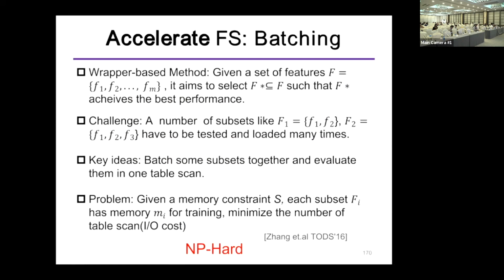The problem is as follows. Given a memory constraint S, each subset Fi has a memory requirement Mi for training. For example, subset F1 may have a memory requirement M1, and F2 has a requirement M2. So different subsets have different requirements. Totally we have a memory constraint S, and we aim to batch some subsets together and evaluate them in one table scan. The optimization goal is to minimize the number of table scans, which is an NP-hard problem.